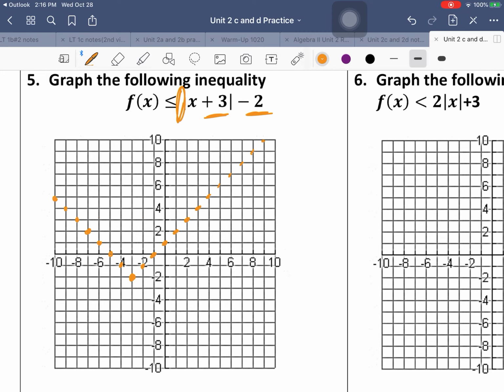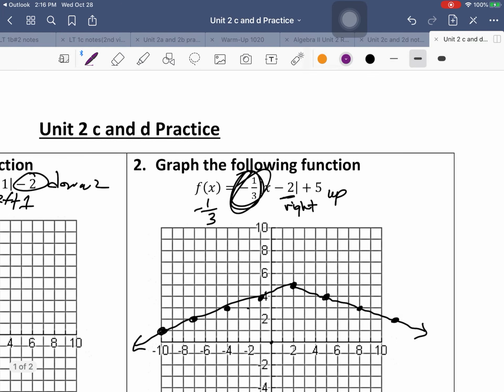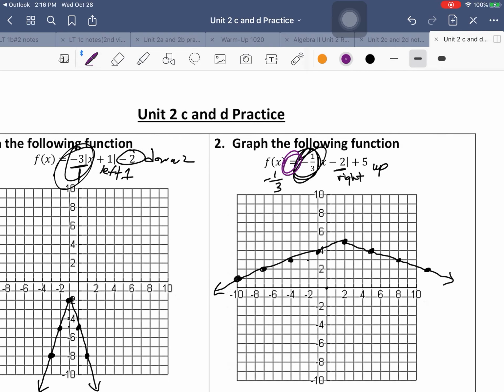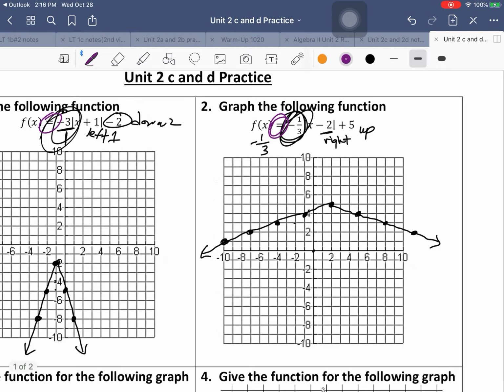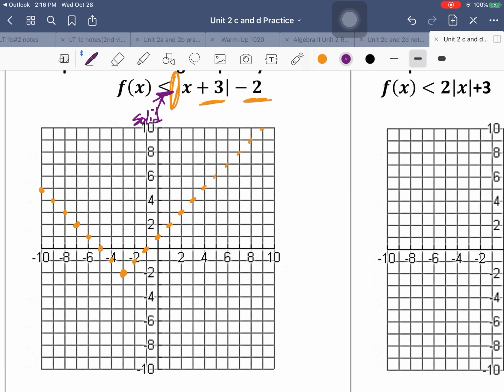Now, the next thing is look at is it dashed or a solid line? Well, because it's equal to, anytime it's equal to, it's a solid line you're going to draw. So over here, look at here, equal to, solid line, equal to, solid line. So anytime you have an equal to, you're going to draw a solid line.